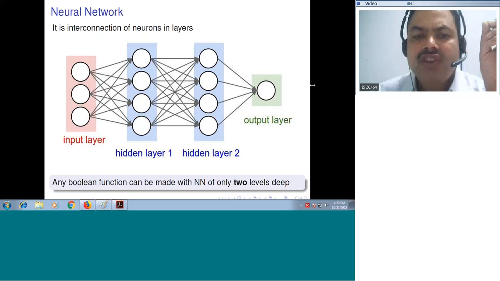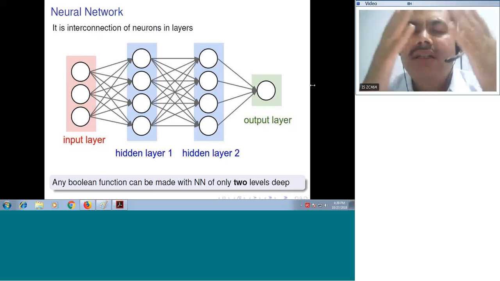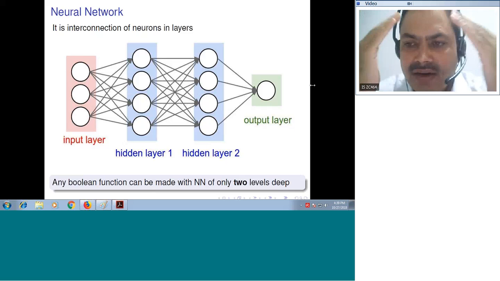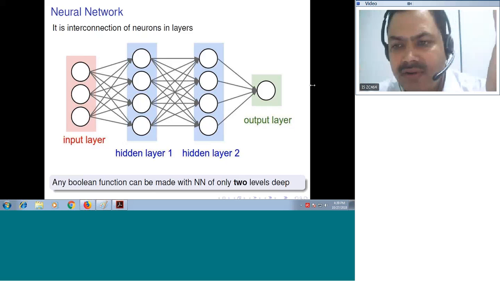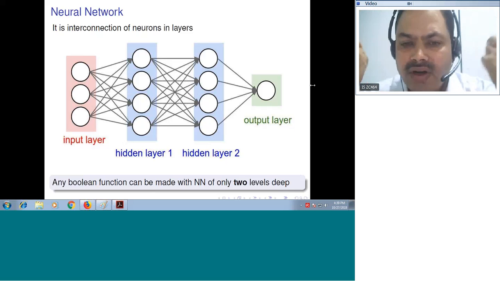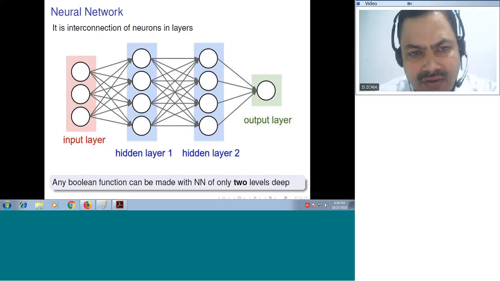I think you understand this part, that a single neuron represents a decision, a linear boundary. Okay, if you combine multiple neurons, they make a complex boundary, and using those complex boundaries you can perform very complex kinds of operations, and that's why you build neural networks.